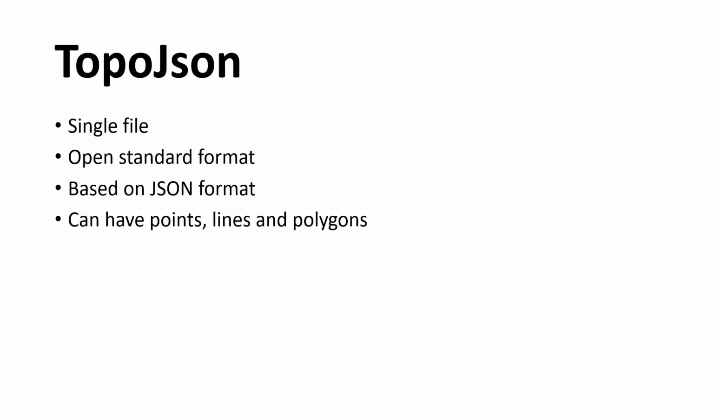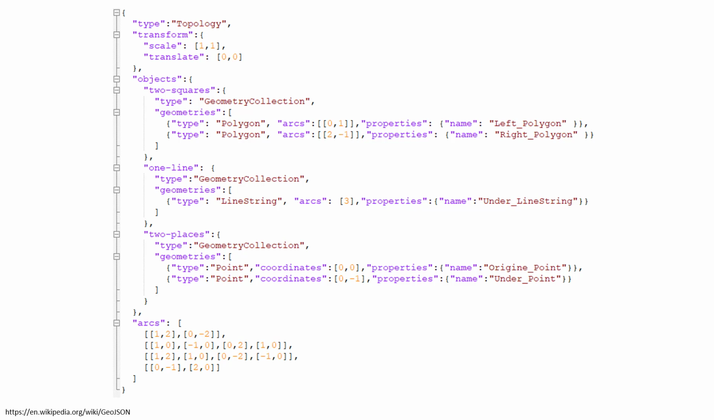The other flavor you can possibly work with is TopoJSON. Very similar to GeoJSON. Again, based in JSON format, can have the three basic spatial elements we noted earlier. What does it look like? This. Not particularly exciting or interesting, but it's amazing what you can do with these files.